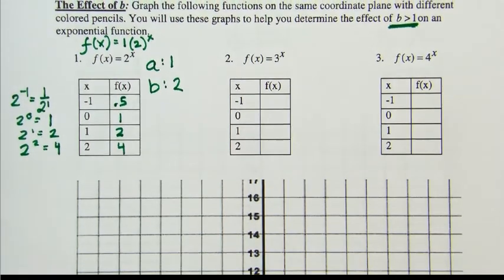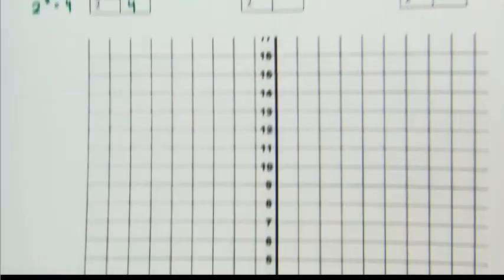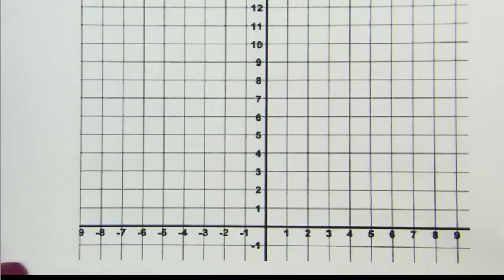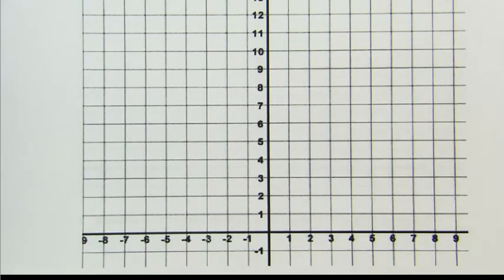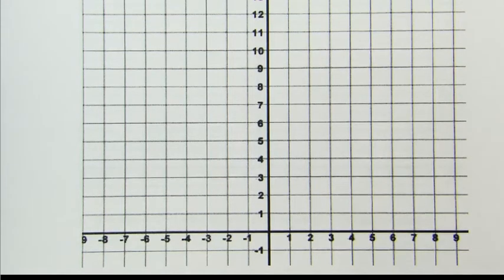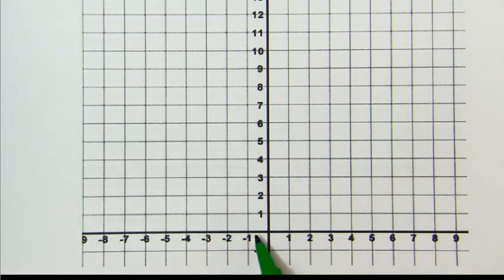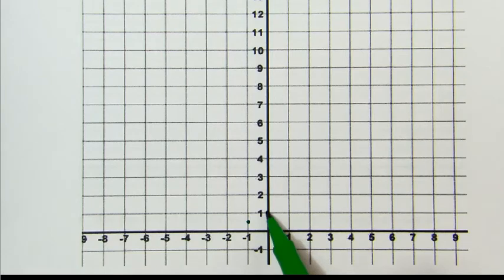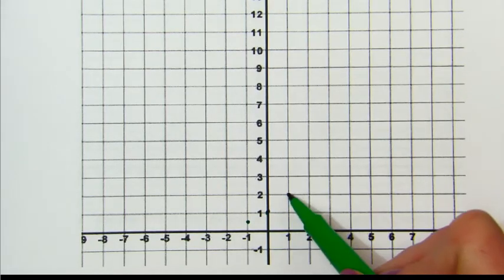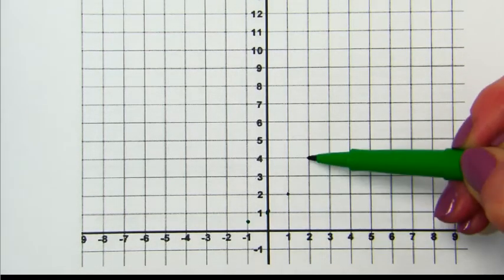So then we're going to go down to our graph, and we're going to plot our points. Remember that the x and the y, we're creating ordered pairs in our table. So my first ordered pair was x is -1, y is 1/2. Do your best to get as close as possible. 0, 1, 1, 2, and 2, 4.